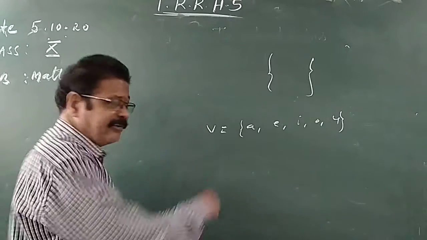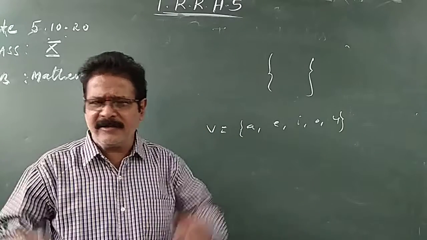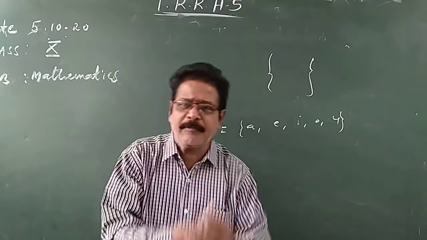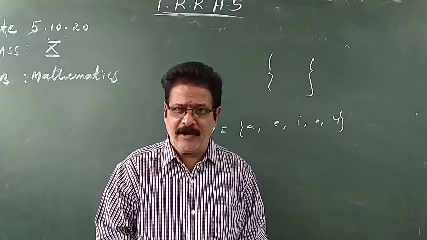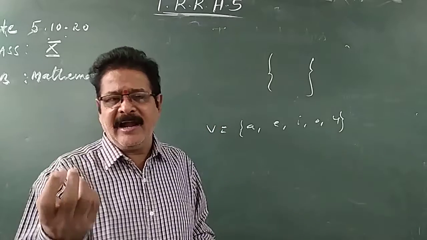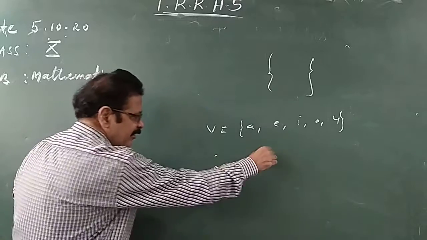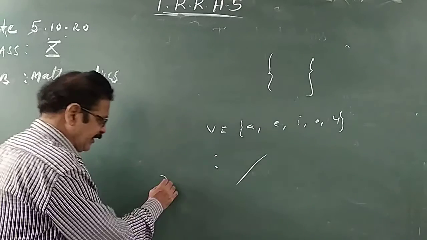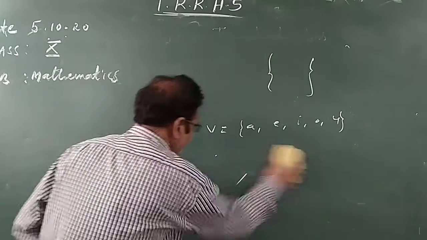So how can you write it in set builder form? Set builder form means what? The set that describes the characteristic properties of the elements in it is called set builder form. In set builder form, we use an arbitrary letter or variable x and the symbol "such that". The symbol for "such that" is this vertical bar or slash. x such that x. So briefly we can write this in set builder form.